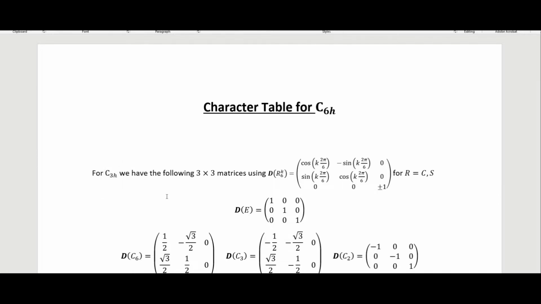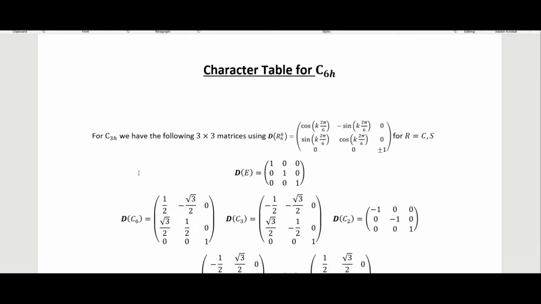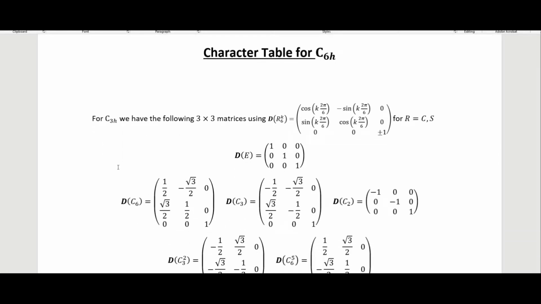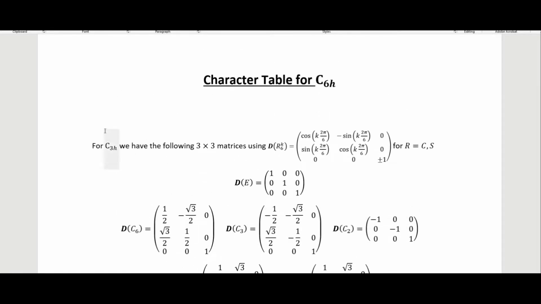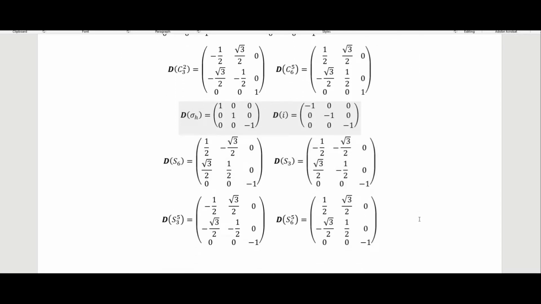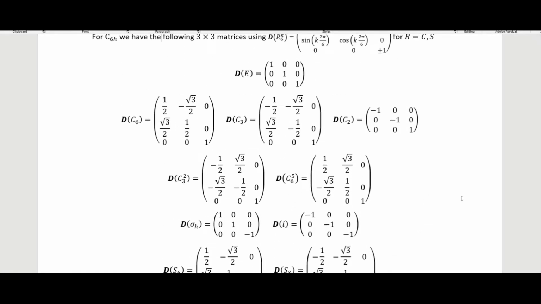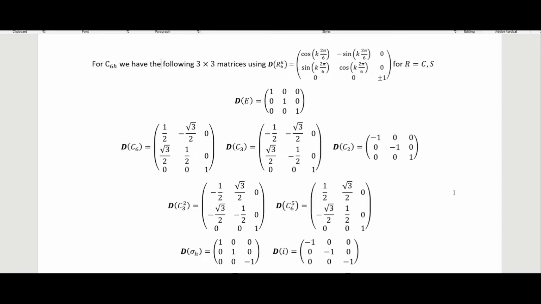First we want to get our 3x3 matrix representations for the C6h, and this should actually be a 6 right there. We're using this right here where we are doing a rotation around the z-axis, and then this is plus or minus 1 because we will have inversions on here. And so these are the matrix representations for this C6h point group.